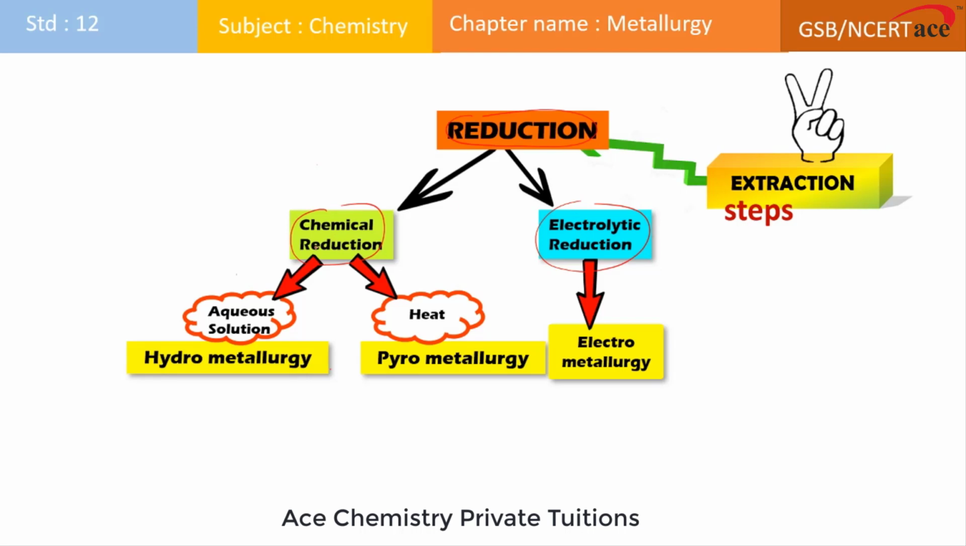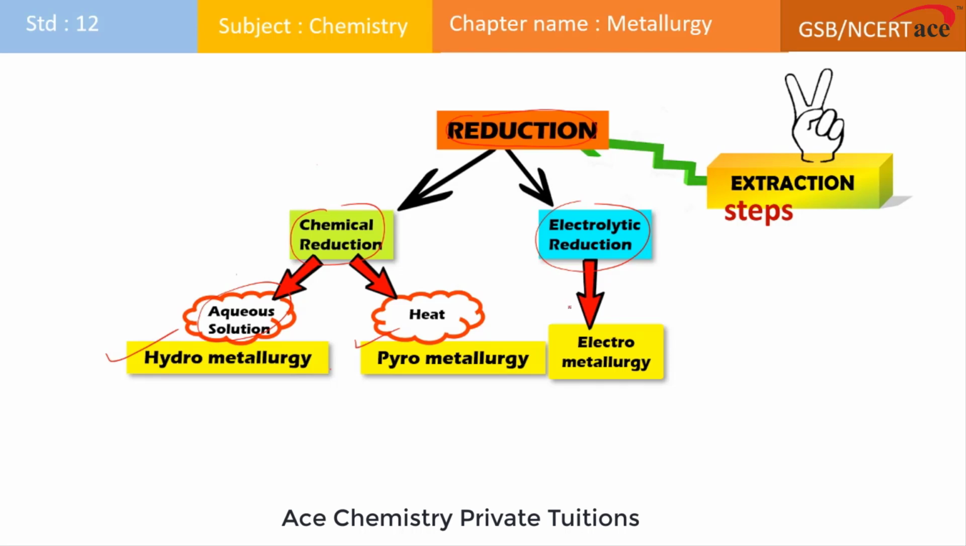Students, chemical reduction is again classified into two methods. If the reduction is carried out in an aqueous solution, by making an aqueous solution of the metal and adding some suitable reagent to recover the metal, that process is referred to as what? Hydrometallurgy. But in chemical reduction, if the metal is obtained simply by heating the metal oxide using some suitable reducing agent, then that process is called what? Pyrometallurgy. And in electrolytic reduction, we apply the principle of electrolysis, and this is applied for highly reactive metals.